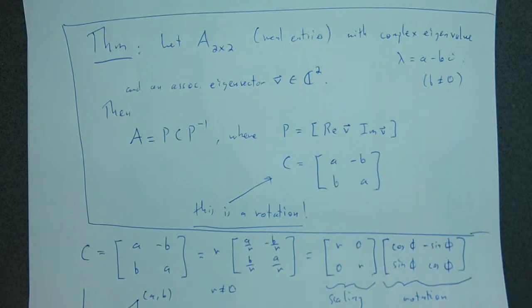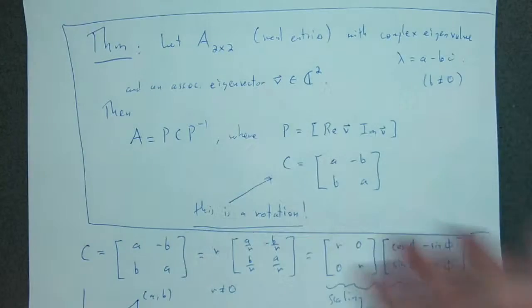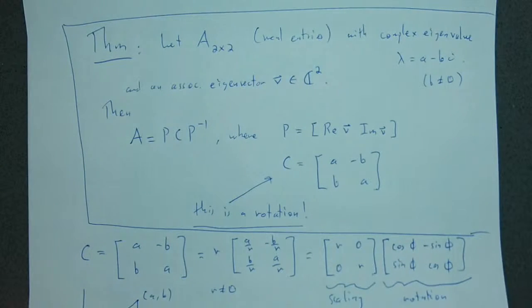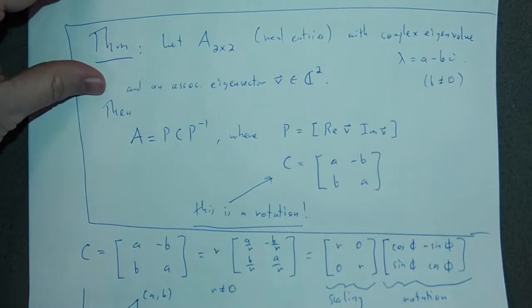So this is the last thing I wanted to say about matrices with complex eigenvalues. So you can't diagonalize them like this, but hey, you get this really nice fact that instead of having a diagonal matrix here, you get this matrix that's a rotation. So multiplication by a matrix that has complex eigenvalues is a rotation in some sense. Okay, so that is that. And that finishes our chapter 5 discussion.